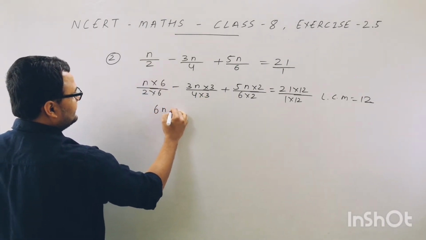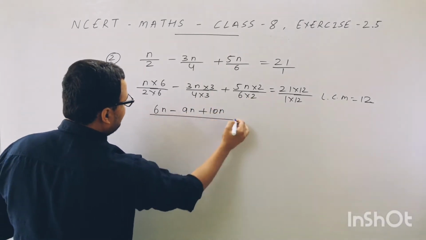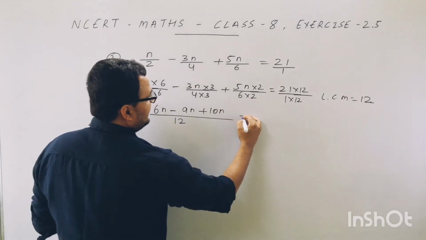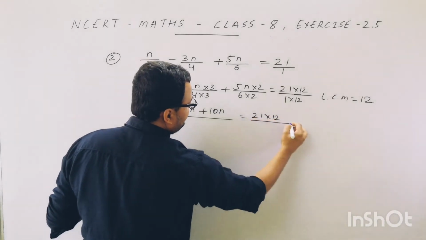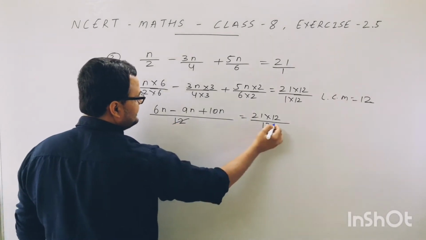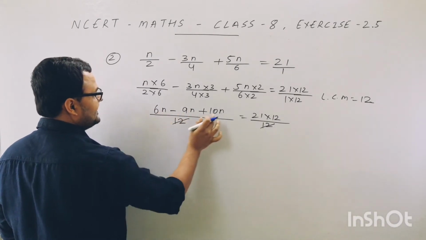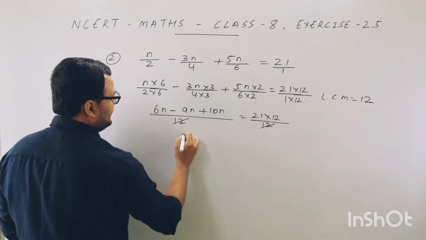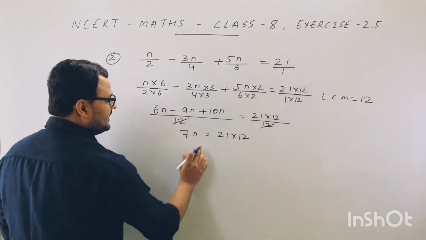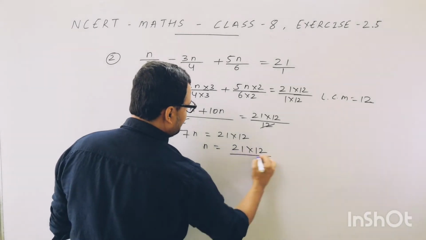Now 6n minus 3 into 3, 9n, plus 5 twos are 10n, divided by 4 into 3, 6 into 2, and 6 into 2, you got 12. And 21 into 12 by 12. Again, when the denominators of two fractions are equal, we can cancel them when we have the equal sign. Now 6n plus 10n, 16n, minus 9n, you got 7n equal to 21 into 12. Don't simplify, don't multiply, because we have to do cancellation. So n equals 21 into 12 by 7.